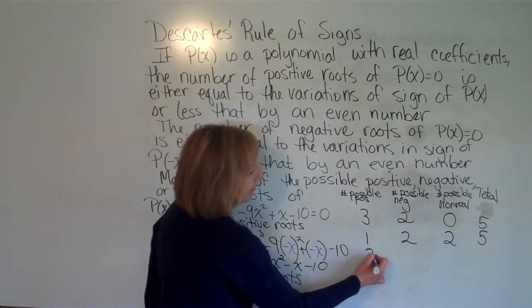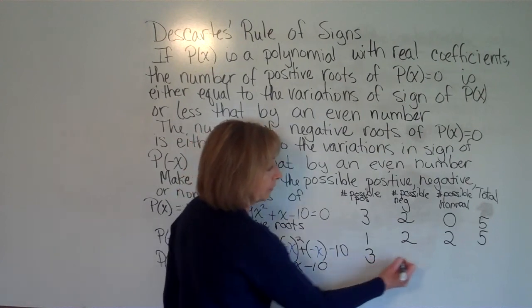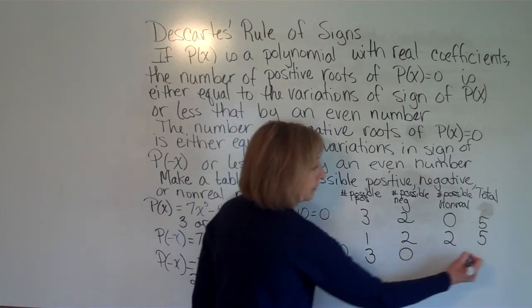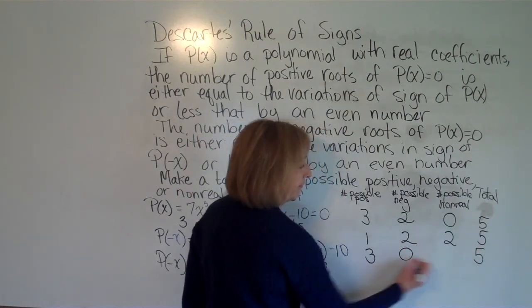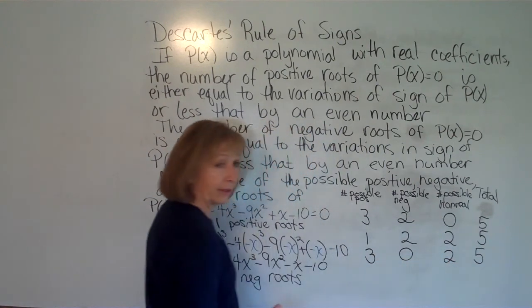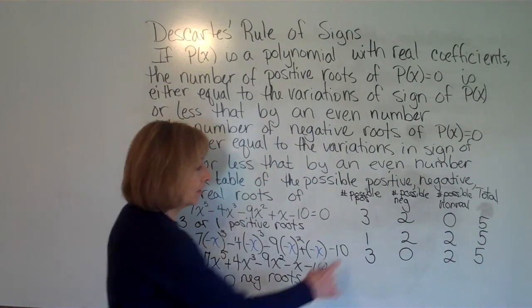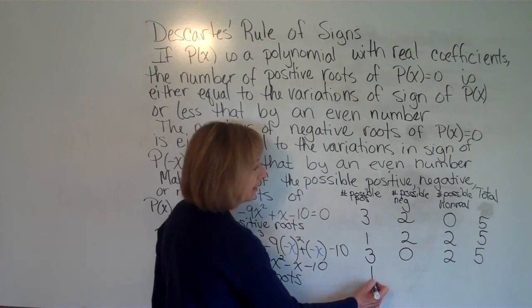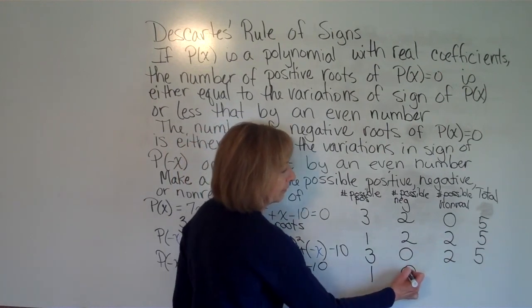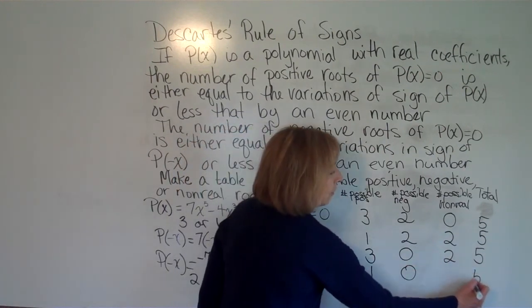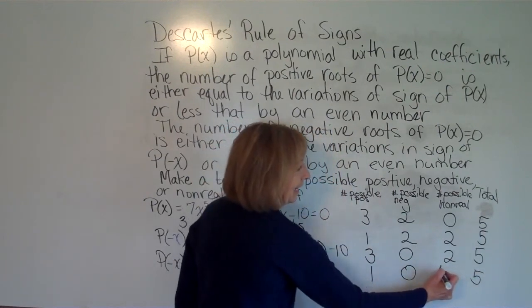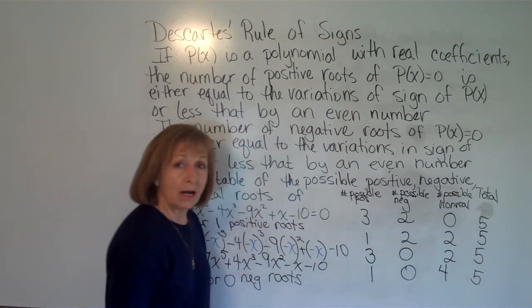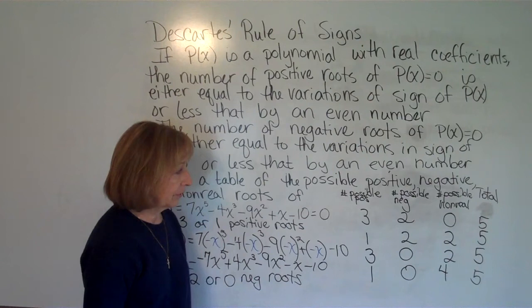So here I have possibly 3 positive roots but 0 negative roots. To get a total of 5, I would need 2 non-real, or 1 positive root with 0 negative roots. To get my total of 5, I would need, in that scenario, 4 non-real roots.